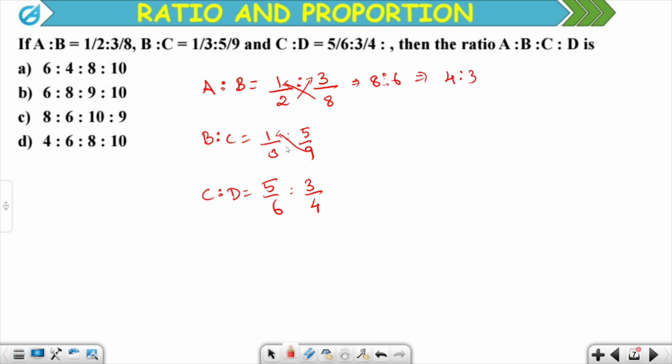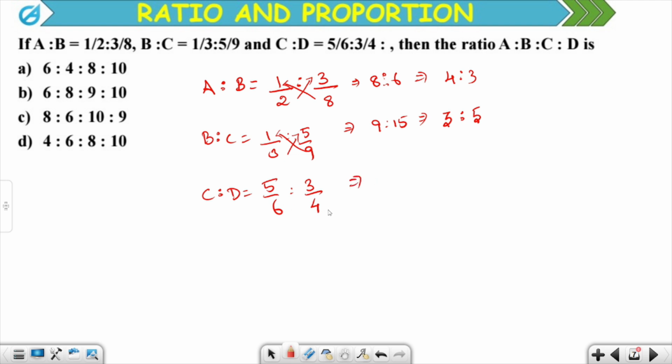So now again cross multiply. What happens? 9 is to 15. So can I cancel this? Yes. So the 3 table. How many times? 3 times and 5 times. So this is the ratio of what? B and C. Okay. Next, the final one.